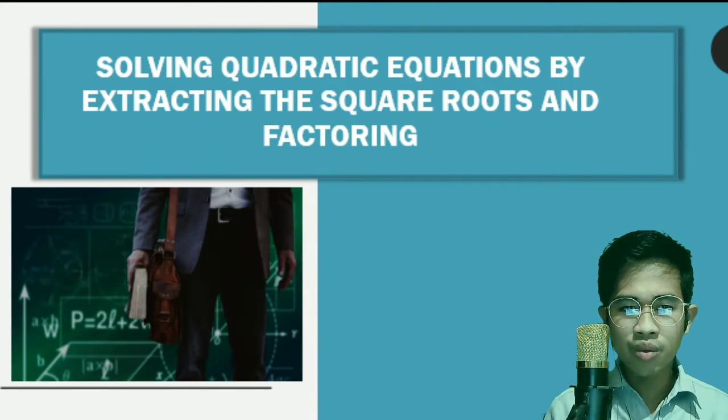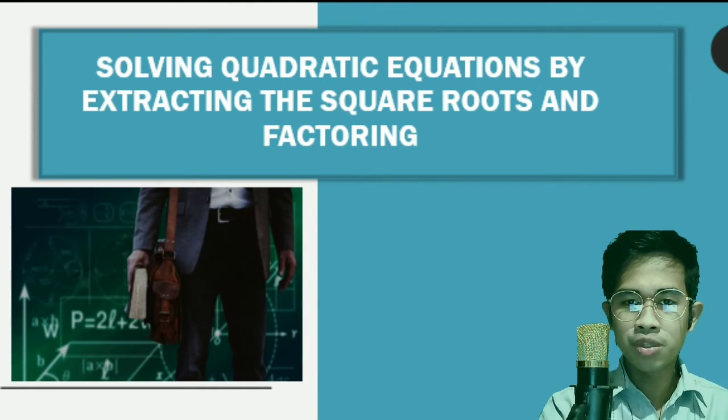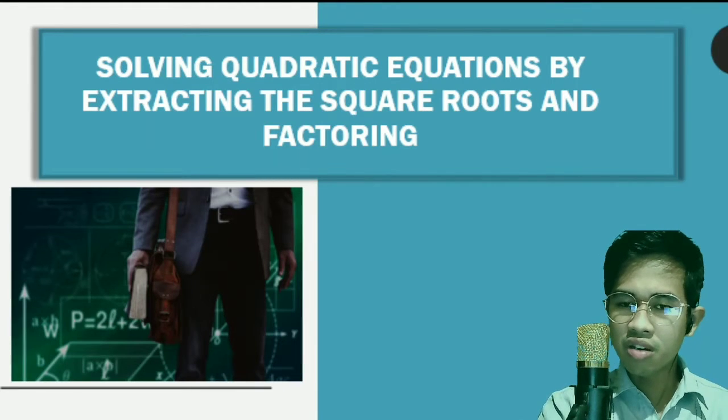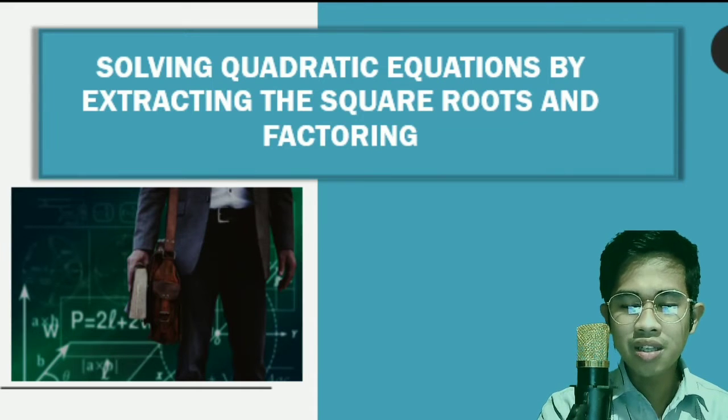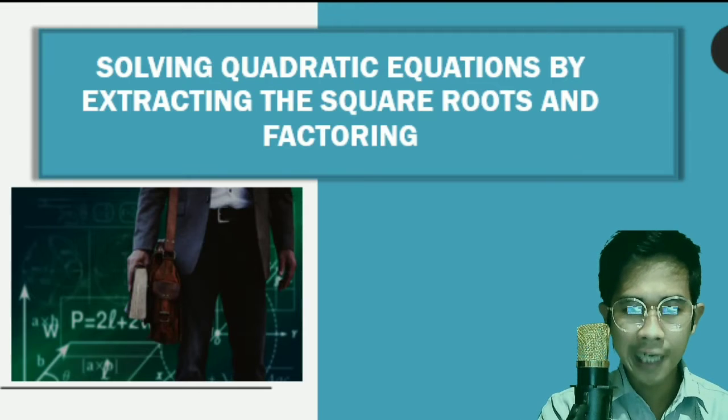Solving quadratic equation by extracting the square roots and factoring. Amo na nga focus naton sa aton day 1. So this is only a discussion. After this, himuon ninyo ang inyong activity, ang inyong mga assignments guided by your learning guide. So isundo nyo lang na.